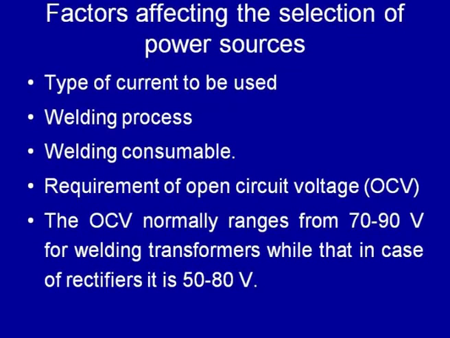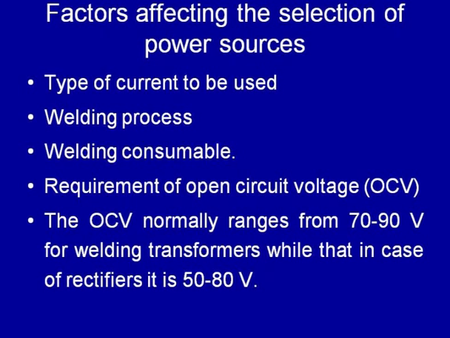Some of the welding processes require lower current than other processes, and according to the requirement of the current and their ability to deliver the desired controlled amount of current during the welding, the suitable welding power source is used. The welding consumables also sometimes dictate the kind of power source which is to be used.